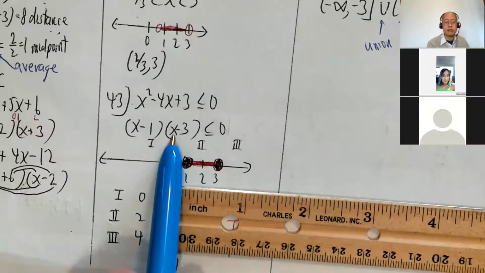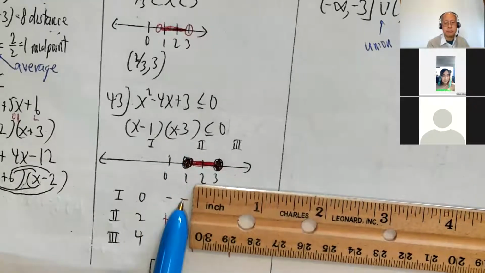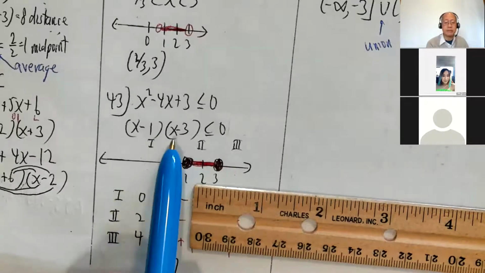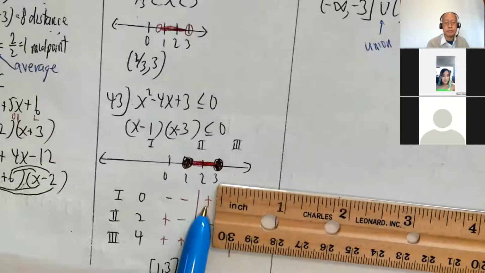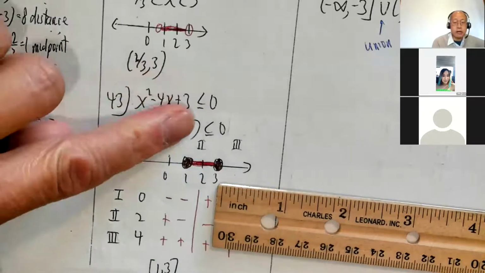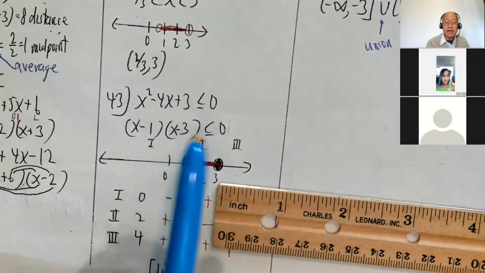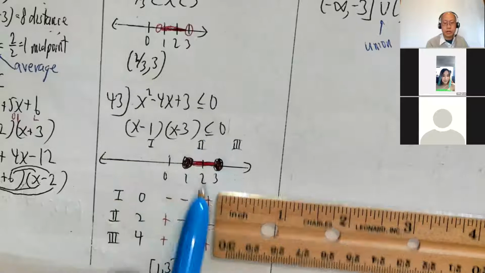Plug in 0 here. 0 minus 3, -3. The main thing is that it's a negative. So I have a negative quantity times another negative. What is a negative times a negative? Positive. So the left-hand side, all this junk over here, is a positive. So a positive less than or equal to 0? No, that's false.